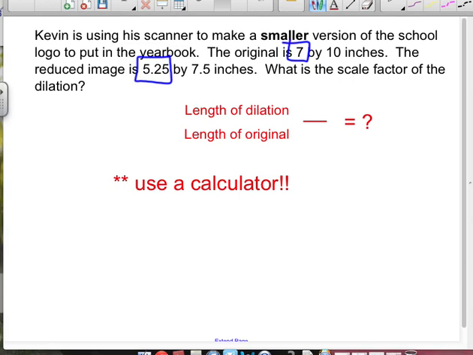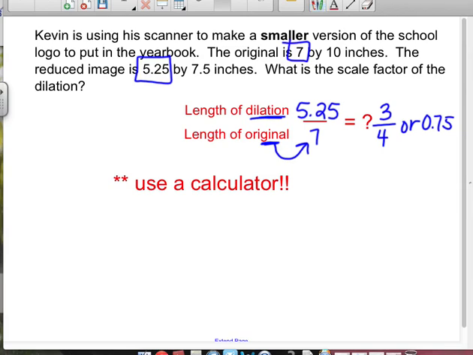The length of the dilated figure. Well, the dilated figure is 5.25. The original measurement was 7. And now you can divide 5.25 by 7, and we get 3/4, or maybe on a calculator you might get 0.75. So in fact, it is smaller. 3/4 the size of the original logo. The hard part to remember is that the dilated figure is the top number and the original measurements go on bottom. That can be a little tricky to get in your head. So hopefully you wrote it in your notes, okay?